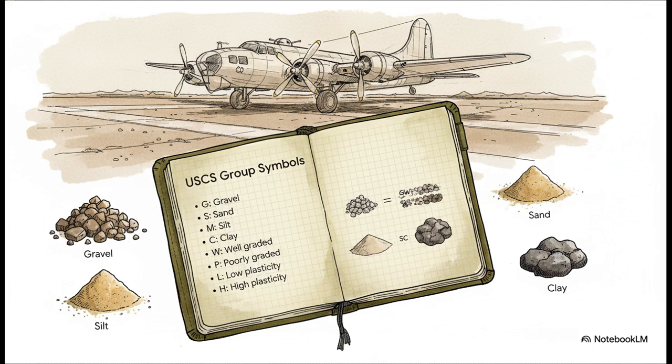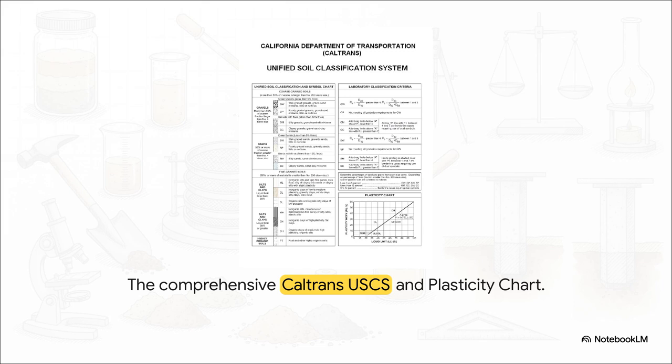It combines specific letters into a universal shorthand. So if you mix G for gravel and W for well-graded, bam, you've got a GW soil. Or if you have silt with high plasticity, that's an MH. It's super simple, elegant, and engineers everywhere speak this exact same language. And all of those symbols build up into a master matrix.